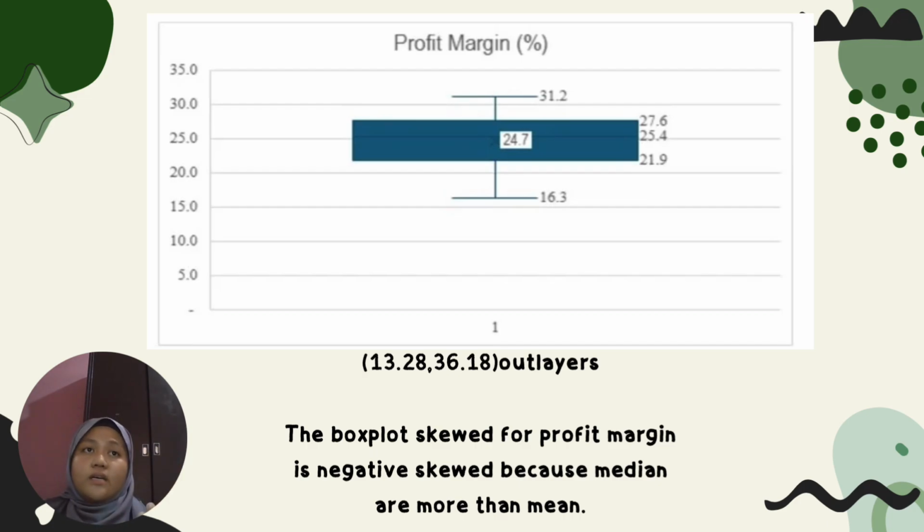If they don't do something, the company can suffer long-term losses and go bankrupt. In addition, there are no outliers outside the range of 13.28% to 36.18% for profit margin. This shows that the profit margin level is in a safe condition, but if it continues, then the company will experience long-term losses.